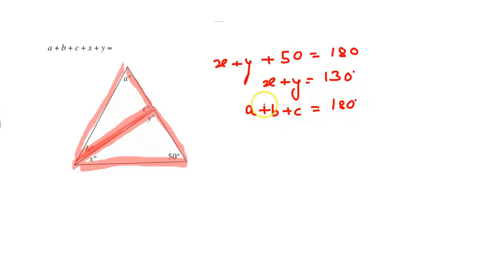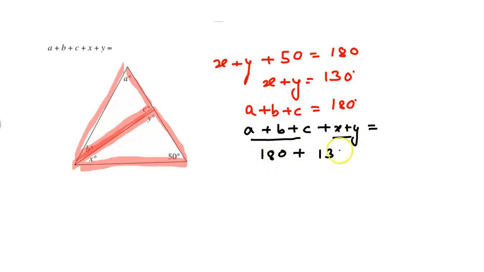Now we can just add them up. We want a plus b plus c plus x plus y. A plus b plus c is equal to 180 degrees, plus x plus y is equal to 130 degrees. So the sum will be 130 plus 180, so that is 310 degrees. This is the sum of a plus b plus c plus x plus y.